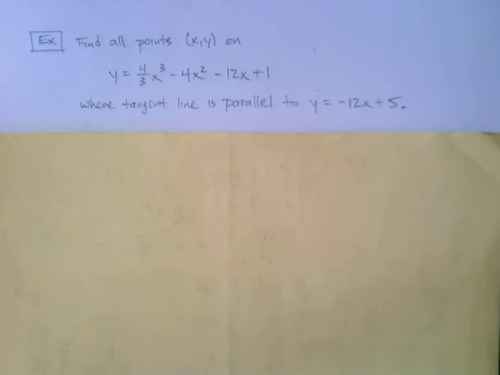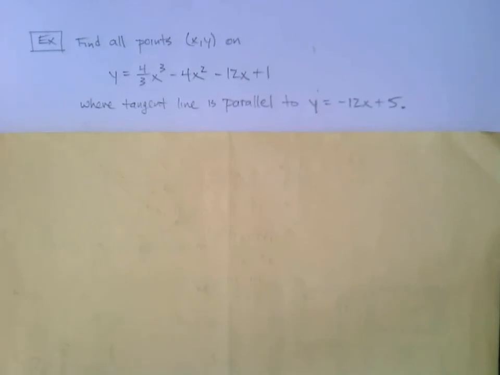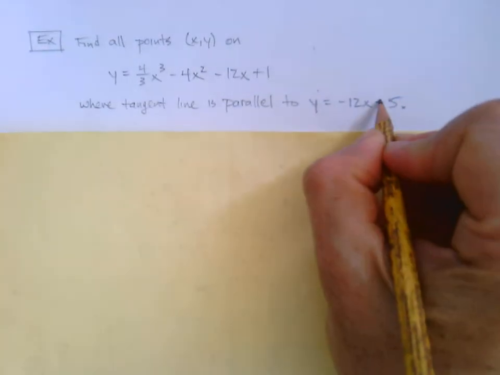Find all points x comma y on this function, y equals 4/3 x to the 3rd minus 4x squared minus 12x plus 1, all the points x, y on that function where the tangent line is parallel to y equals negative 12x plus 5.